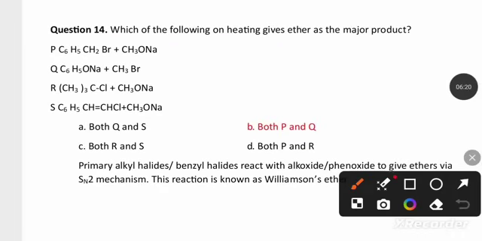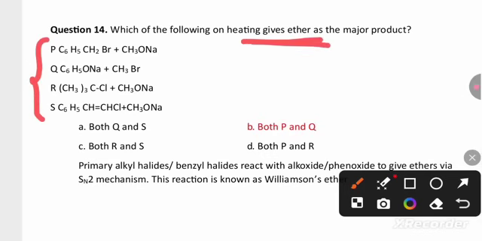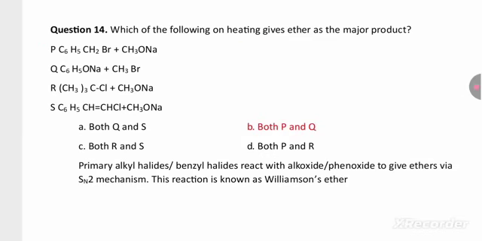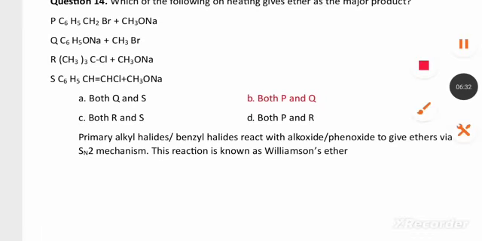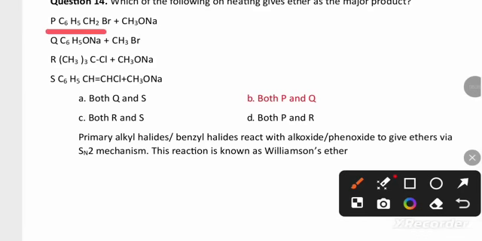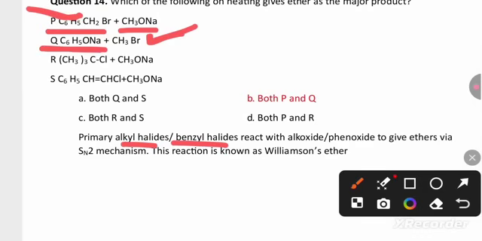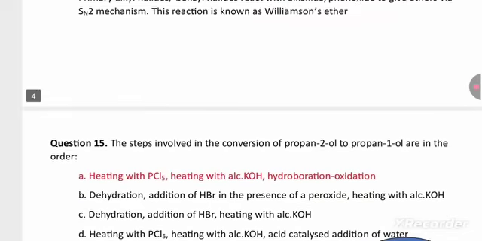In the next question, we have some options P, Q, R, S. Which among the following on heating gives ether? So we need to find out among the four options which are going to form an ether. By Williamson's ether synthesis, P and Q can produce ether, because one has a primary alkyl halide and another has a benzyl halide. So a primary alkyl halide and a benzyl halide on reacting with sodium methoxide or sodium phenoxide can both produce ether, which follows the SN2 mechanism, and this reaction is known as Williamson's ether reaction. So both P and Q is the right answer for this question.